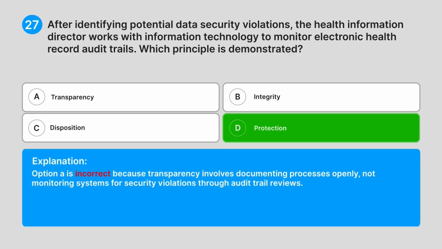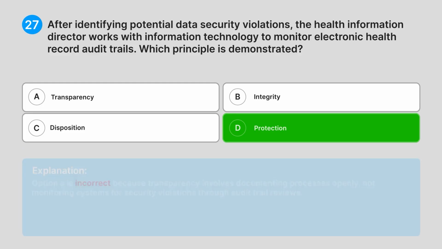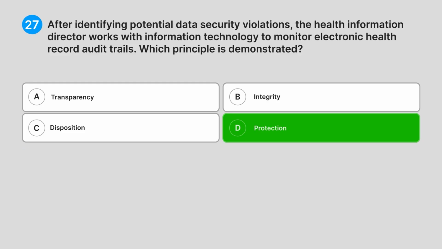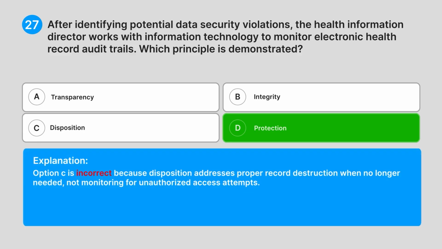Option A is incorrect because transparency involves documenting processes openly, not monitoring systems for security violations through audit trail reviews. Option B is incorrect because integrity ensures data authenticity and reliability, not monitoring access patterns for potential security breaches. Option C is incorrect because disposition addresses proper record destruction when no longer needed, not monitoring for unauthorized access attempts. Proactive security monitoring is essential for maintaining data integrity in healthcare systems.